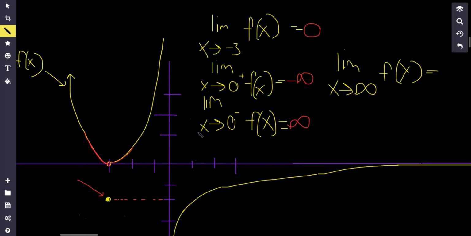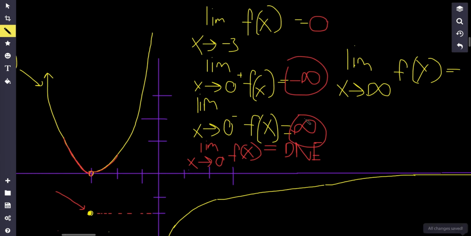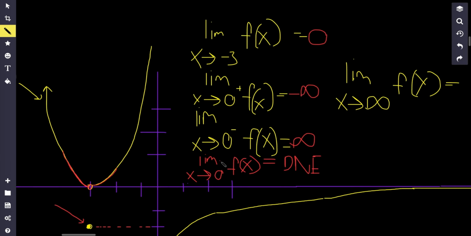Okay? So that means that if I were to add another question, the limit as x approaches 0 of f of x, the answer to this would be that it does not exist. Because the limit from the positive side doesn't match up with the limit from the negative side, right? These two values don't match up, so therefore the actual limit doesn't exist.